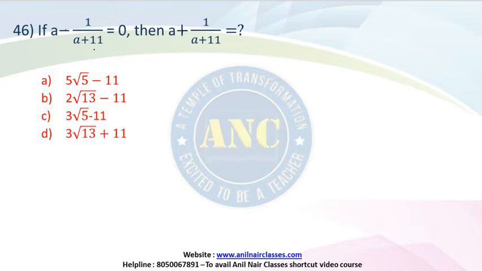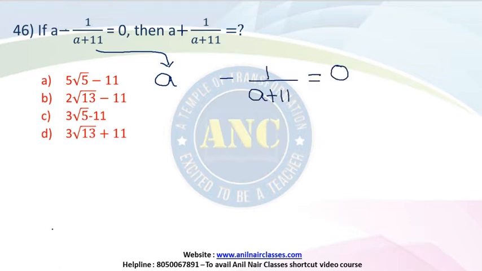Now see here, sir, can I say that, let me write this equation, a minus 1 divided by a plus 11 equal to 0. Now we know that whatever the denominator term is, if the same term is there in the numerator, then it will become very easy for us to calculate so many things. The denominator has a plus 11, but here only a is present. Add 11 on the left hand side. If I add 11 on the left hand side, add 11 on the right hand side also.